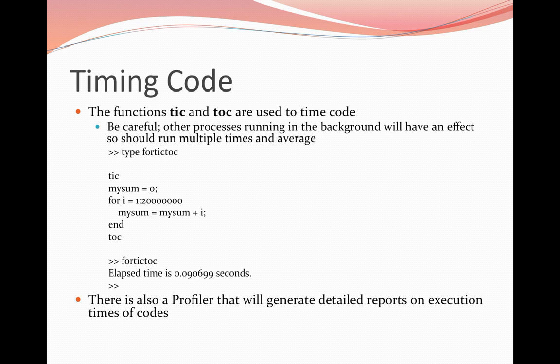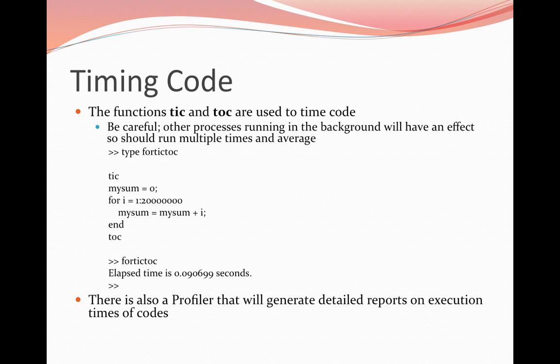So here's a script that has tic, and then it has a running sum variable, mysum, which is initialized to 0. We have a for loop that is a pretty long for loop where we're adding each value of i to the running sum. So toc at the end will time how long it actually takes to execute that code.